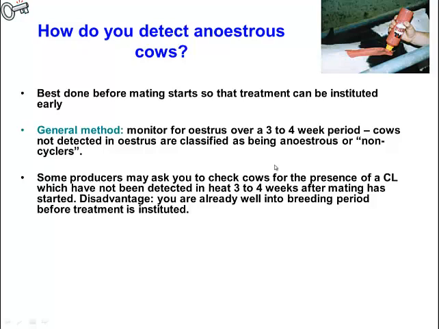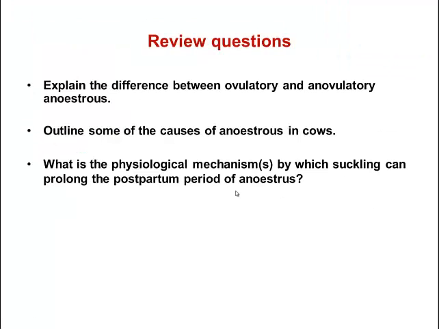So if you're going to detect anestrus cows and then do something about them, then I suggest you do it prior to the start of the breeding season, so that right at the start of the breeding season these cows can be treated rather than wait 3 to 4 weeks before you realise that you've got a problem. So this is a bit of an overview of some of the definitions and causes of anestrus in cows, and perhaps you can take some time now just to review the material and to go over these questions.